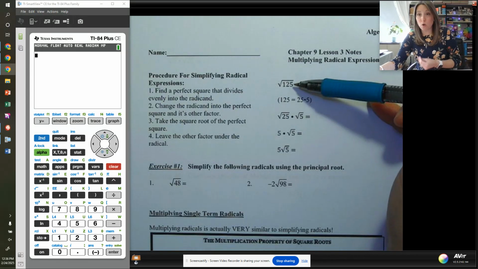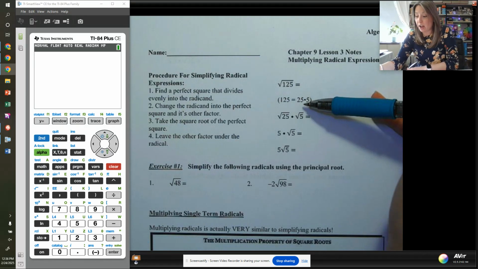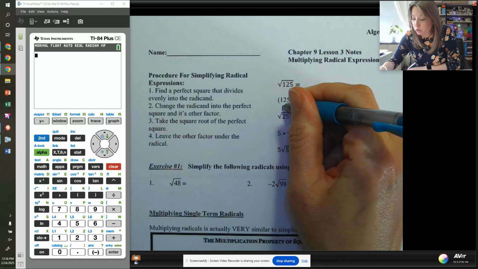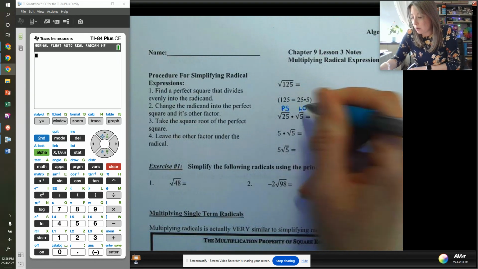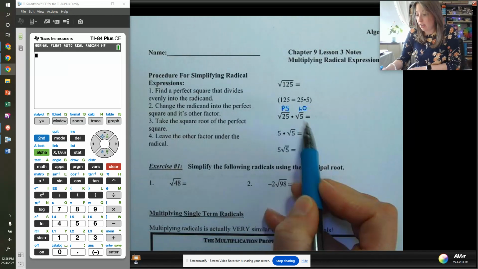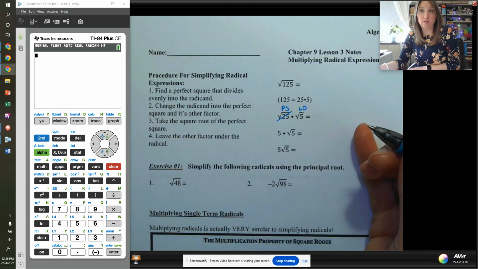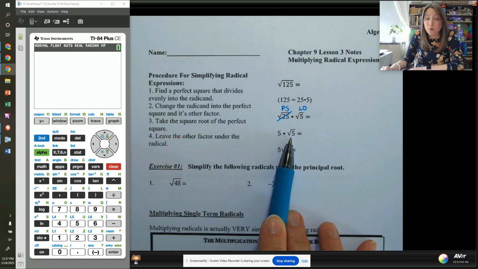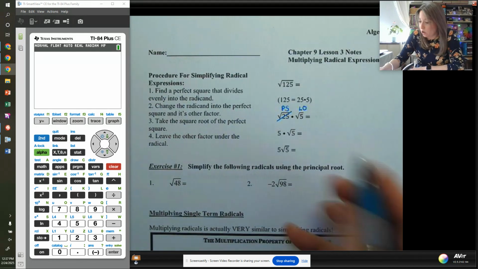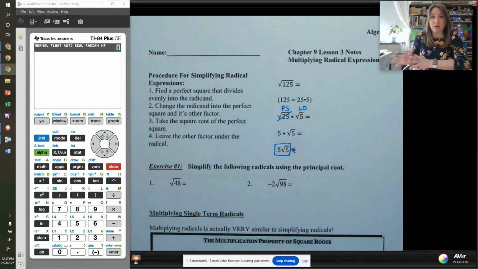So since 125, the number under the radical right now, is actually divisible by 25, which is a perfect square, what we do is we take radical 125 and we divide it into a perfect square radical and a leftover radical. We take the square root of the perfect square radical, the square root of 25 is 5, and then we're stuck with this radical 5 forever and ever. But these two pieces are multiplied together, so 5 radical 5 is our answer here.